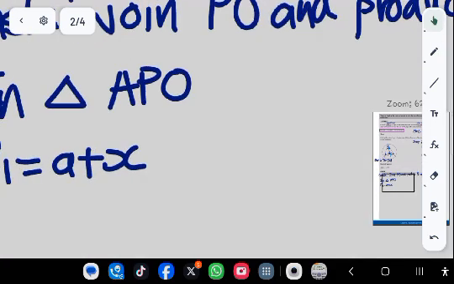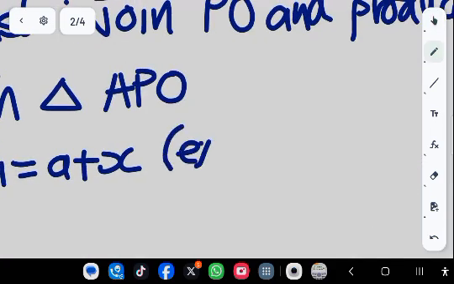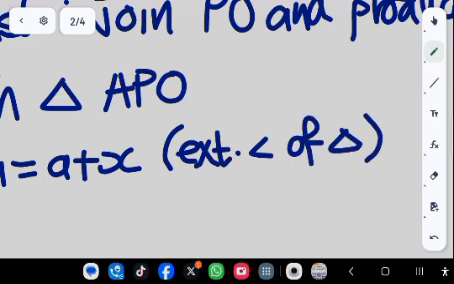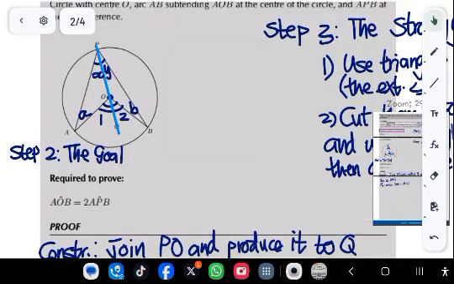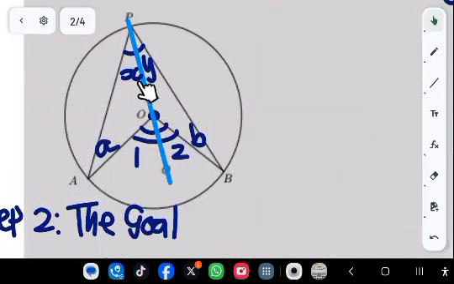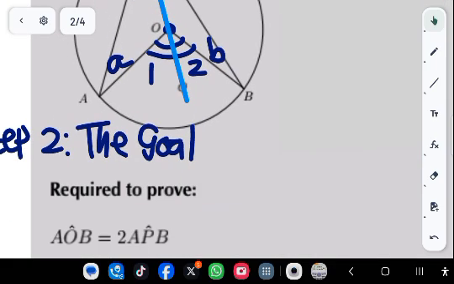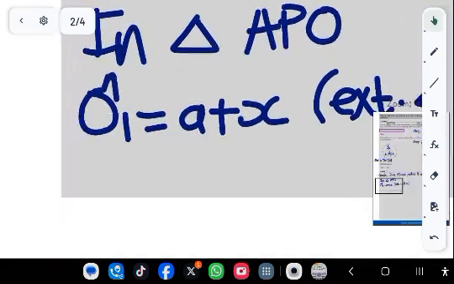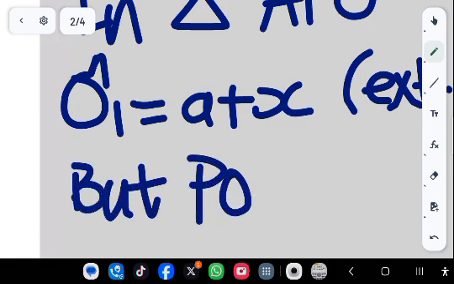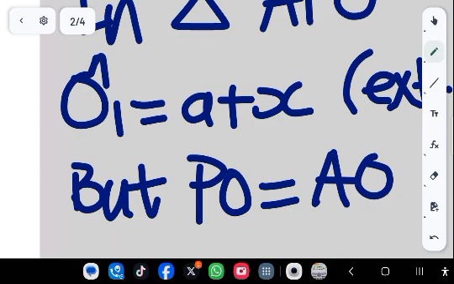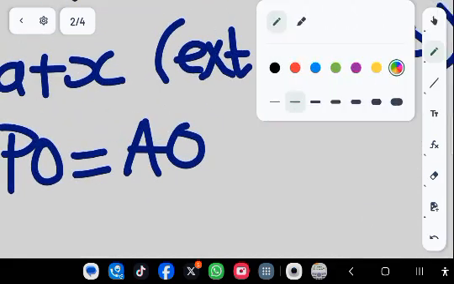And that is simply the exterior angle of a triangle. The exterior angle of a triangle is equal to the sum of the interior opposite angles. But notice that PO is equal to AO, and the reason is equal radii.